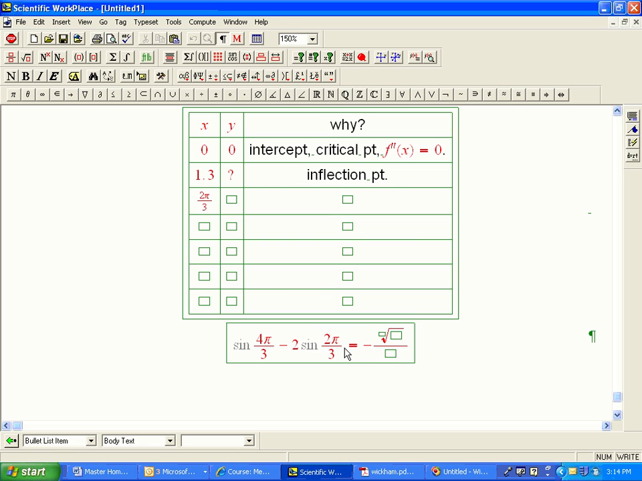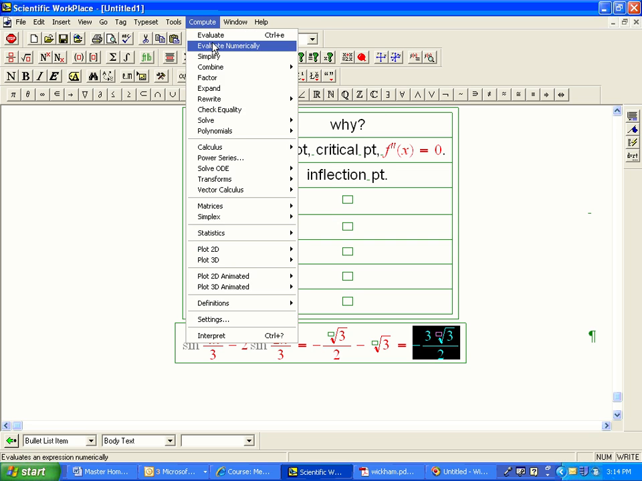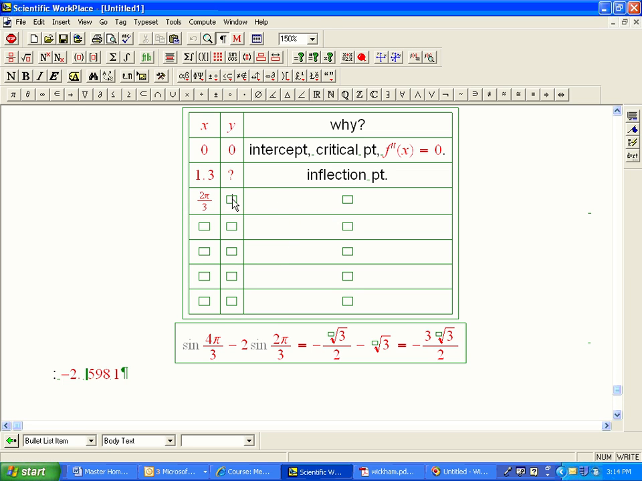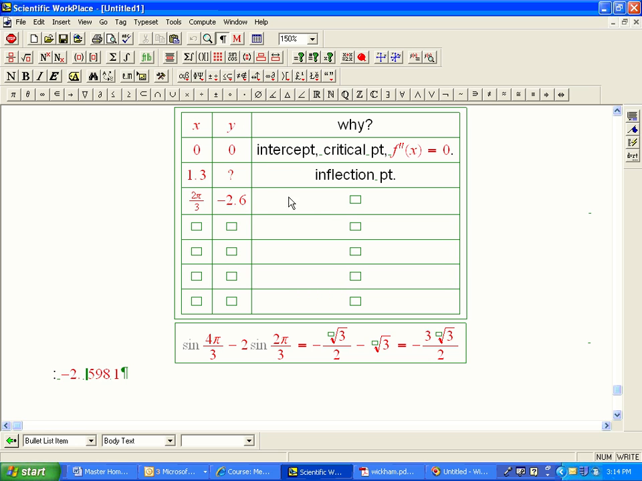Let's try to do it by hand in the spirit of doing things by hand. Sine 2 pi over 3 is plus root 3 over 2. So then times 2 times minus, that's minus root 3. So that's minus 3/2 root 3. If we wanted to plot that, that's roughly minus 2.6. And that's a min. It's certainly a local min, but we're going to discover it's a global min.